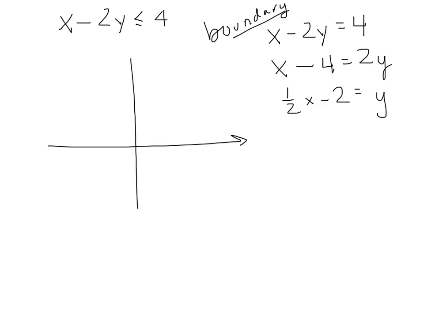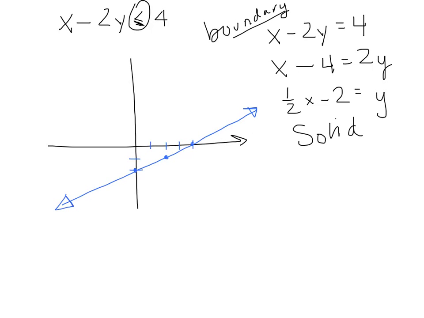I will make it a solid boundary line because there is an equal sign right there. Okay? So it'll be a solid boundary line. So let's do this. 1/2 x minus 2. Start at negative 2. Up 1 over 2. Up 1 over 2. Okay? And keep going. Solid line. I don't need to dash it.